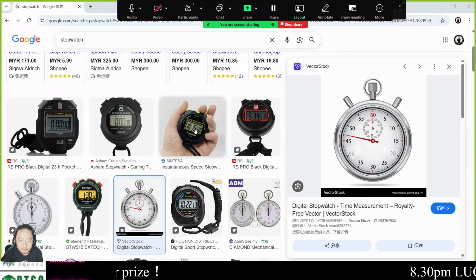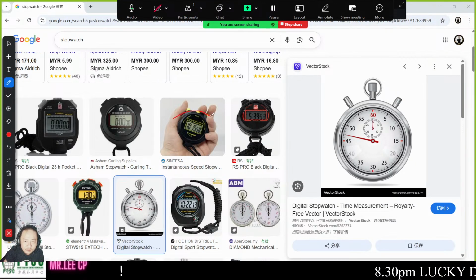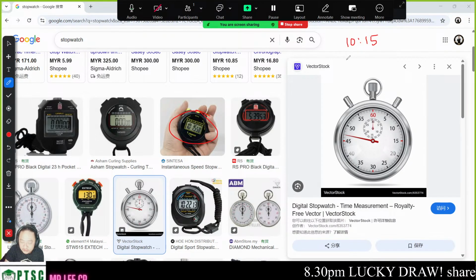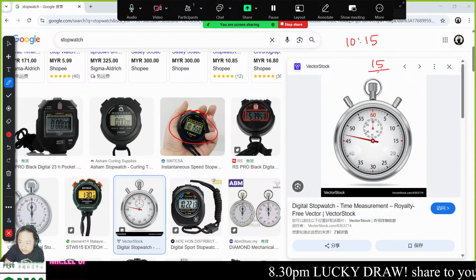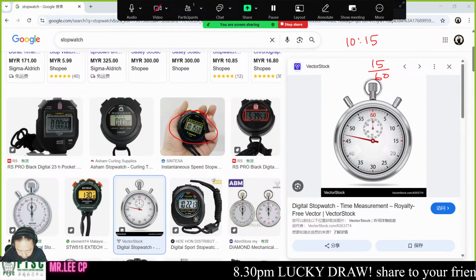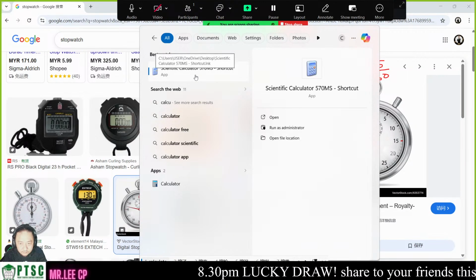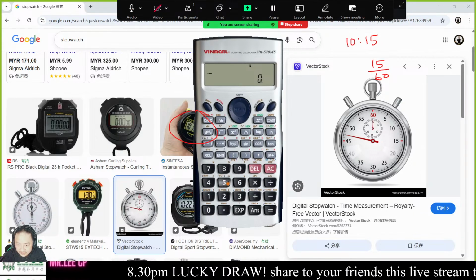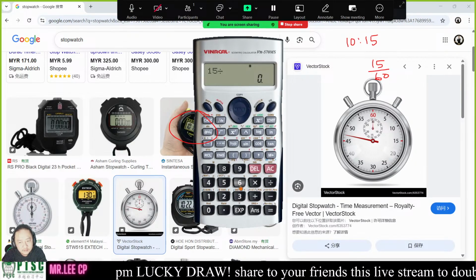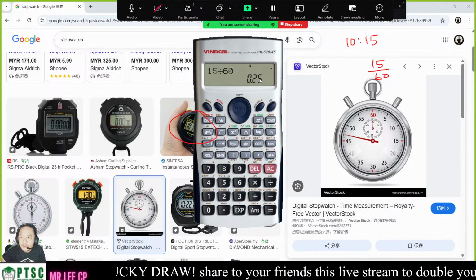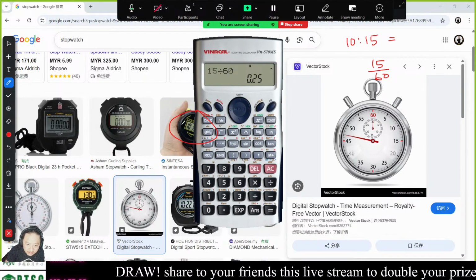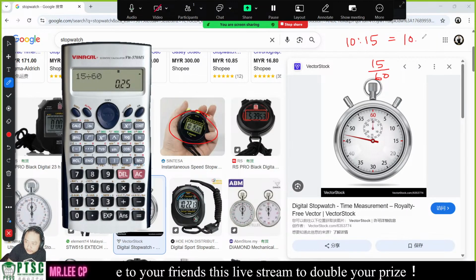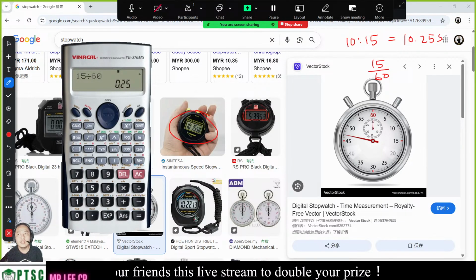But not like that 10.50. No. Alright, how to convert it? For example, this one is 10 seconds and 15. So you need to convert this 15: 15 divided by 60, to convert this one to second. Right? So 0.25. So your time taken is 10 and 15 here, which is 10.25 seconds. Okay, you need to convert.